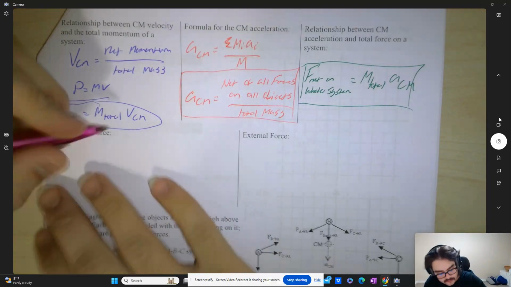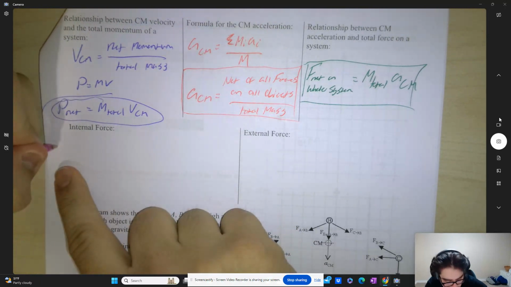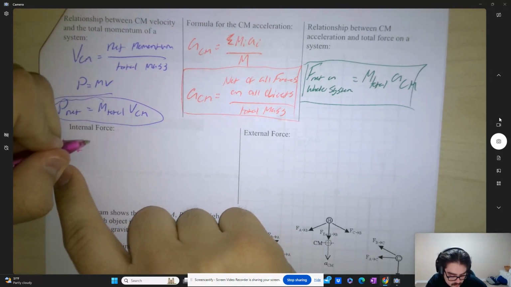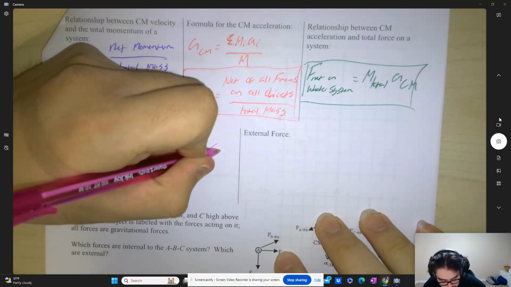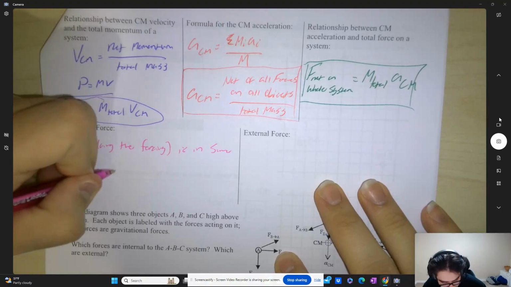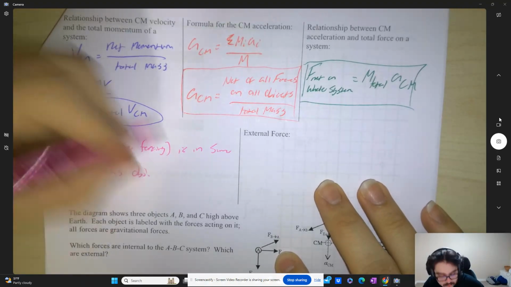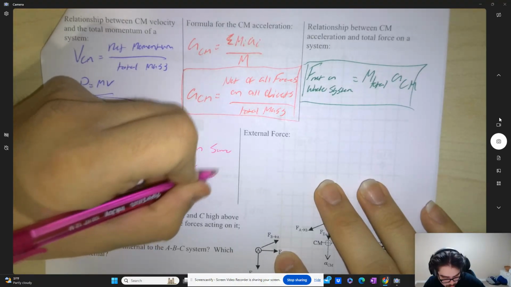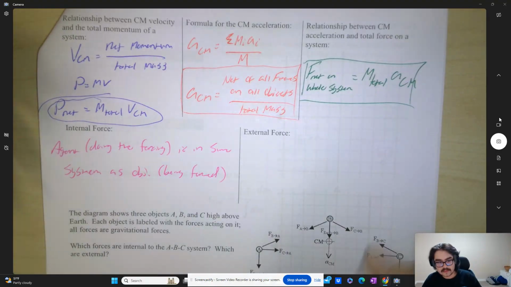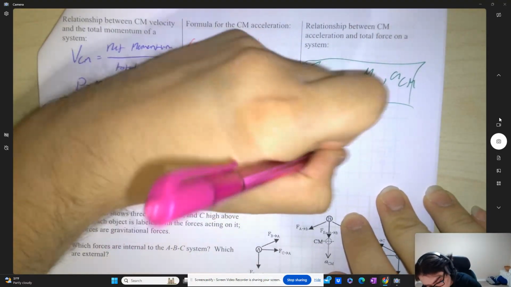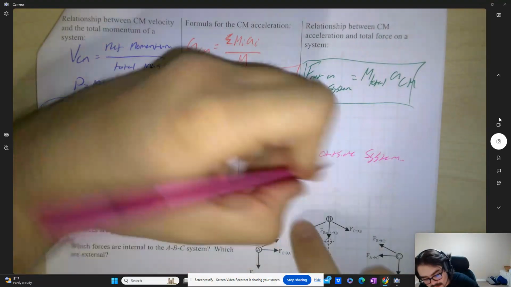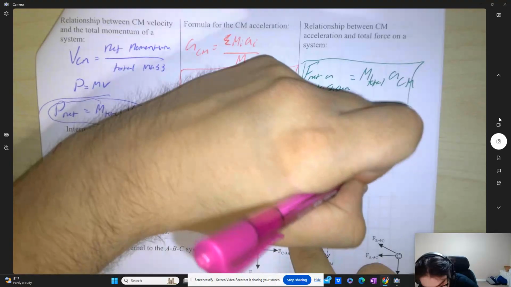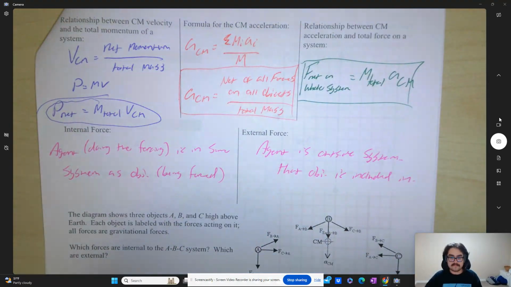Internal forces are where the agent, which is what's doing the forcing, is in the same system as the object, which is being forced. An external force is where the agent is outside the system. I guess I should say that the object is included in the system. So there you go.